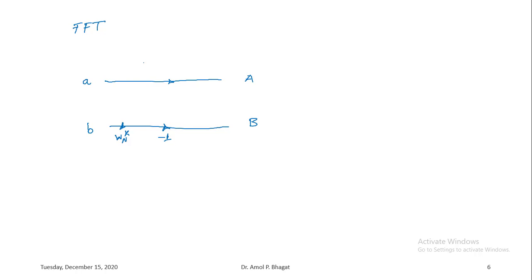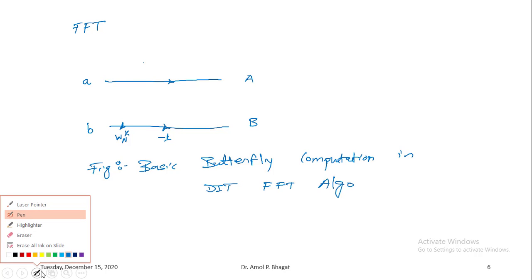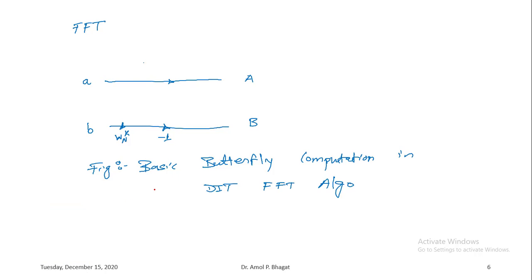So we name it, as this figure indicates, basic butterfly computation in DIT FFT algorithm. Okay, so basically how this computation is carried out, we are indicating here. The same structures we will be using for computation of 8-point DFT using DIT FFT or DIF FFT, right?